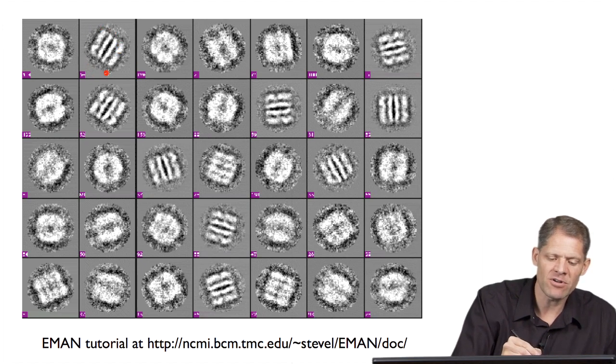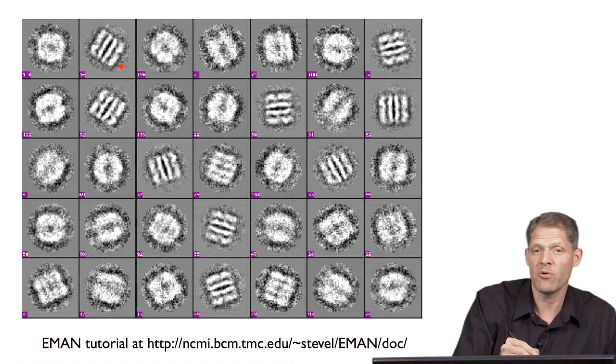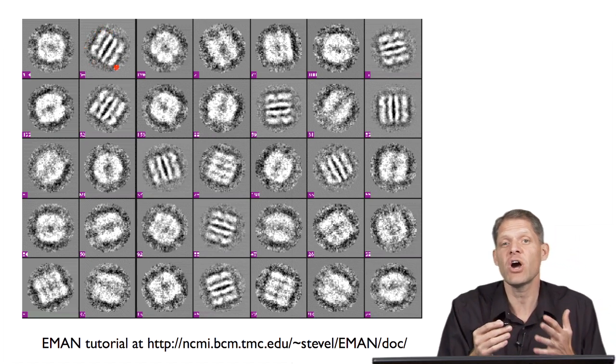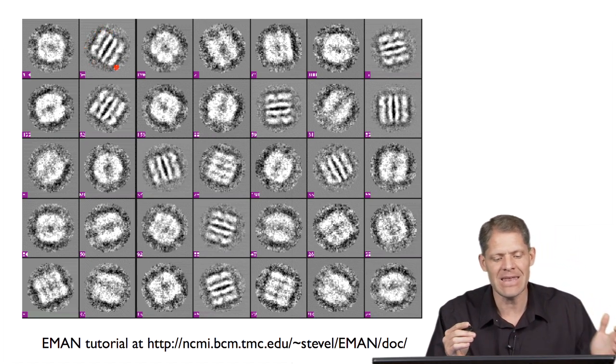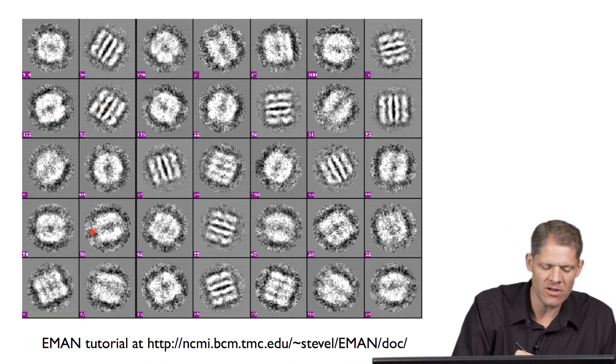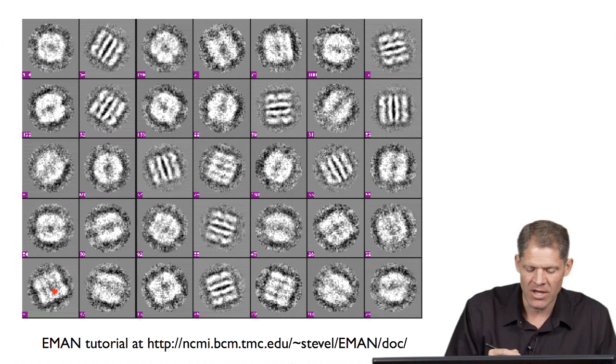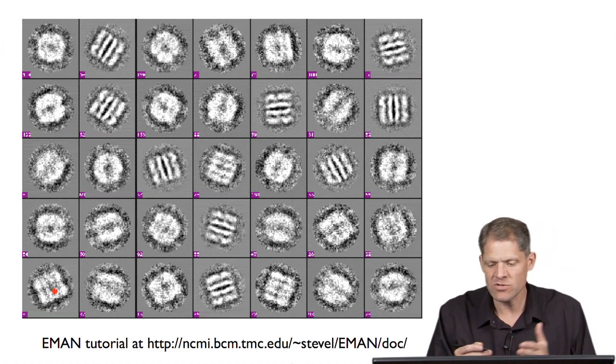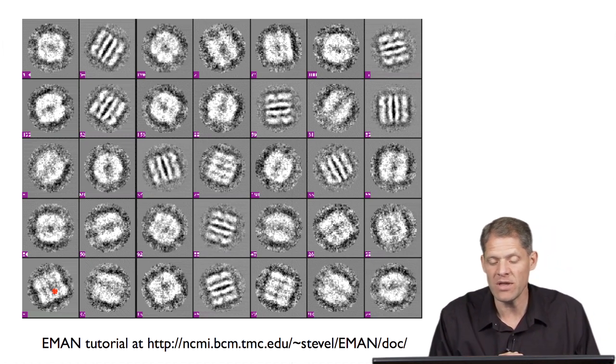Here is a class average showing particles from a side view, where you can see the four different rings that form the GroEL molecule. And here again, the signal-to-noise ratio is much higher than in any individual image. And so we see a number of different class averages. Some of them are similar, some look like side views, some are top views, some are in-between views.